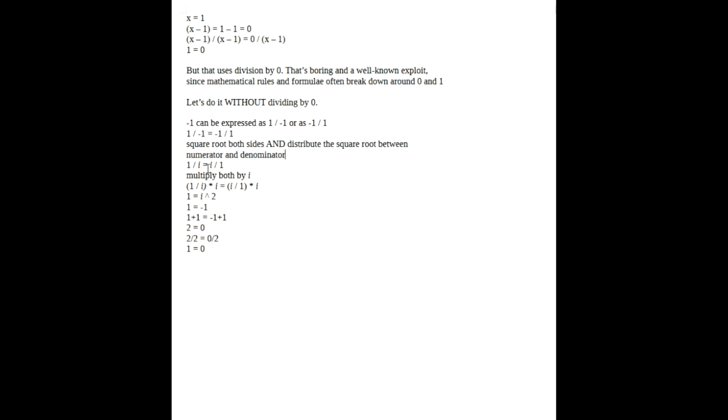Okay, so calculating that, I get 1 divided by i equals i divided by 1. i is the square root of negative 1, for those who don't know.